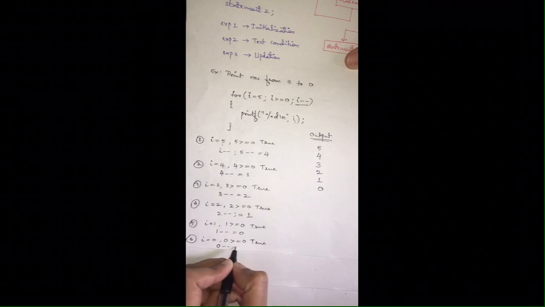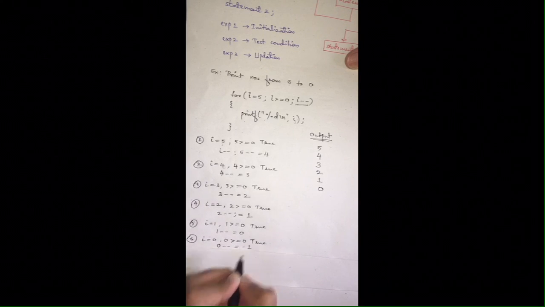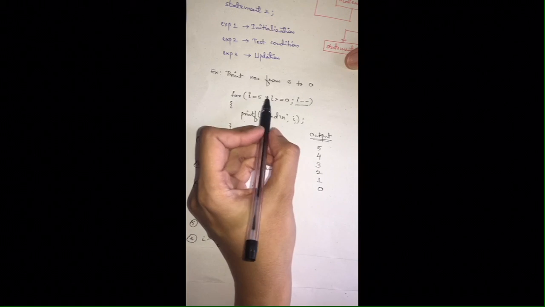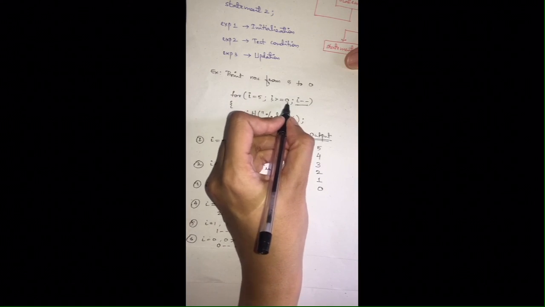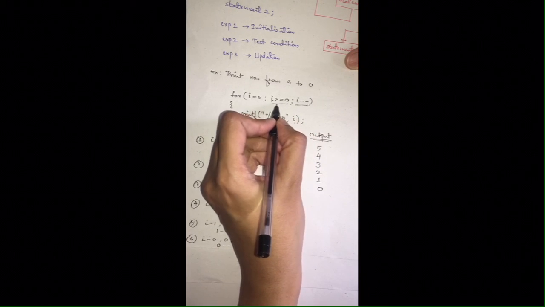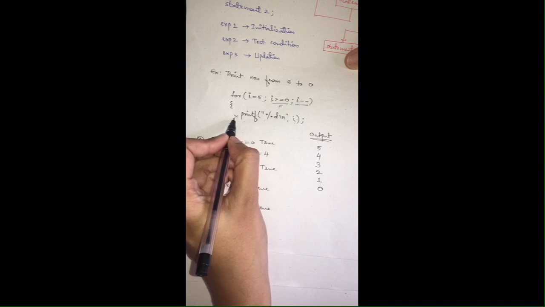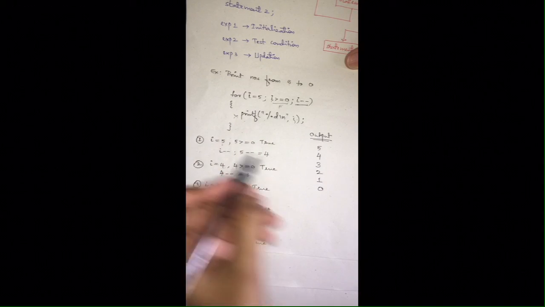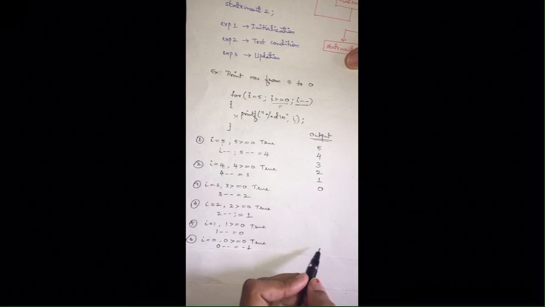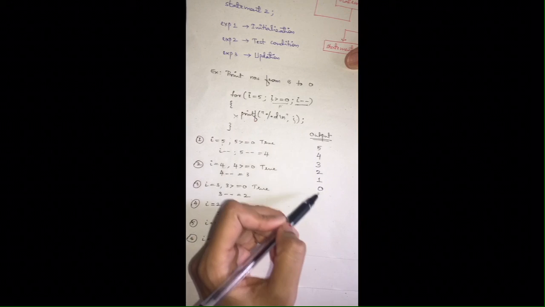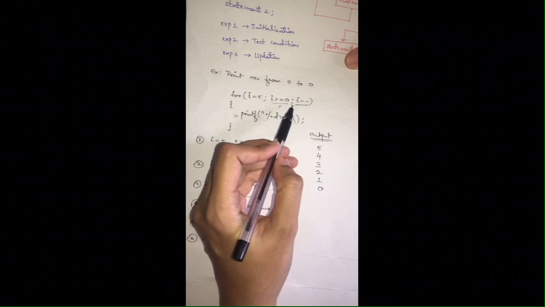Once 0 minus minus is done, the value changes to minus 1. If you compare minus 1 with this condition, minus 1 greater than or equal to 0 is false. Once this is false, we do not execute the loop. We come out of the loop and do not print any other numbers. So we are done with printing numbers from 5 to 0 using for loop. I hope you understood this topic, that is for loop. Thank you.